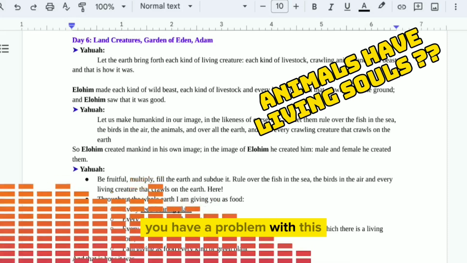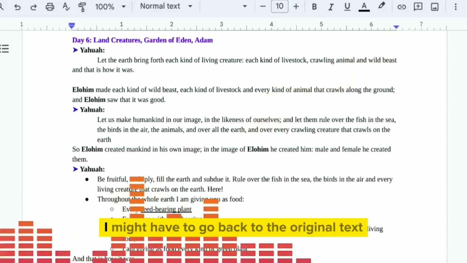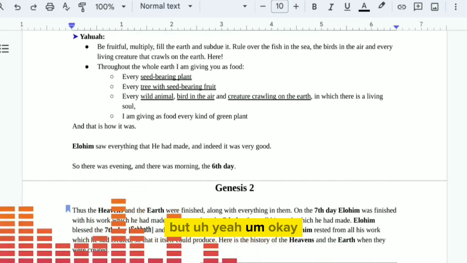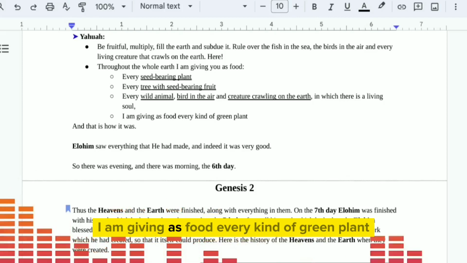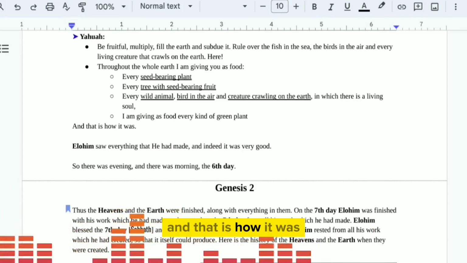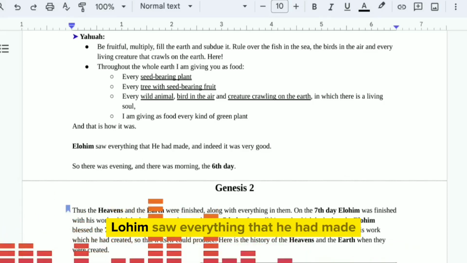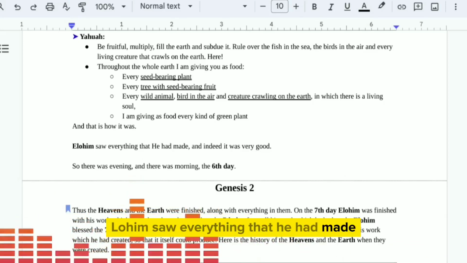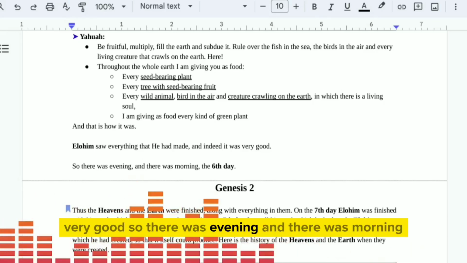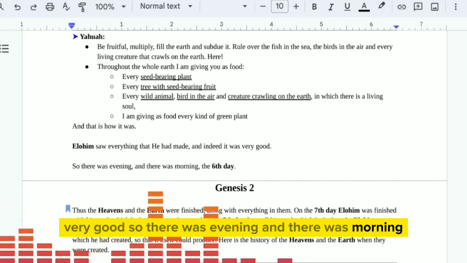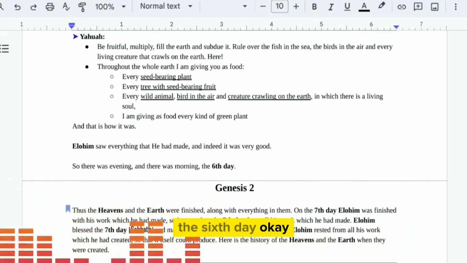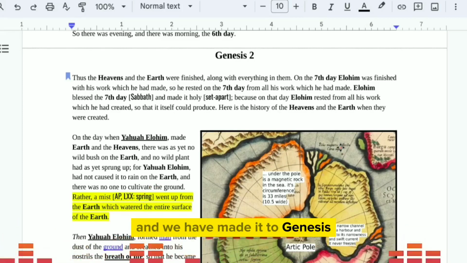You have a problem with this section right here. I'm gonna have to go back to the original text. But yeah. Okay. I am giving as food every kind of green plant, and that is how it was. Elohim saw everything that he had made, and indeed it was very good. Very good. So there was evening, and there was morning, the sixth day. Okay. And we have made it to Genesis 2.